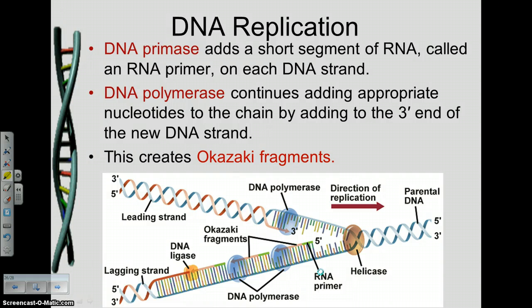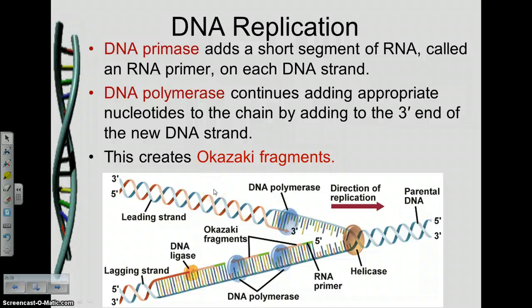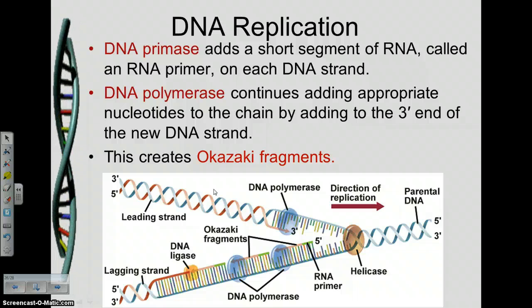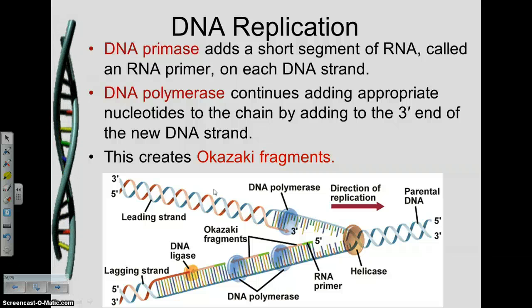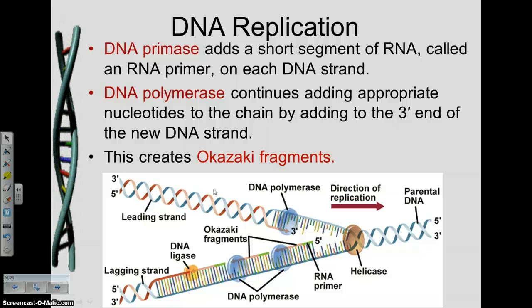Now, DNA primase adds a short segment of RNA primer, and that's really what begins the putting together process. However, the big enzyme here is going to be DNA polymerase. This is really what's responsible for putting together the new molecule of DNA. So we had DNA helicase that was responsible for undoing everything, and now we have DNA polymerase, which is responsible for putting everything back together.